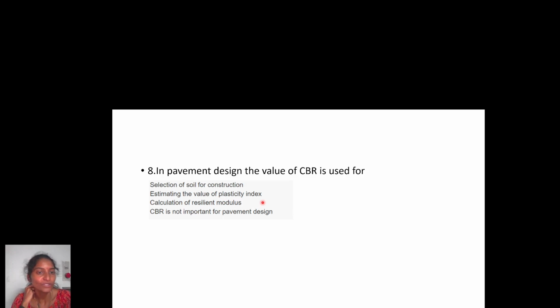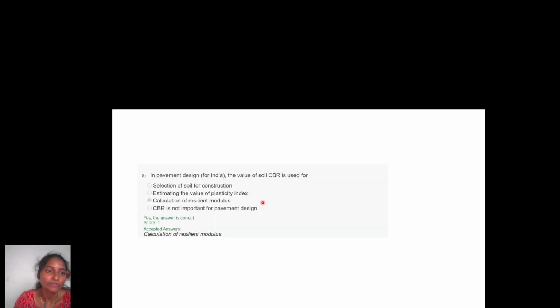Third is calculation of resilient modulus. There is a chance CBR is not important for pavement design. So the option is calculation of resilient modulus. In pavement design, we usually use IRC 37. If we know the CBR of the soil, we can actually calculate the resilient modulus.